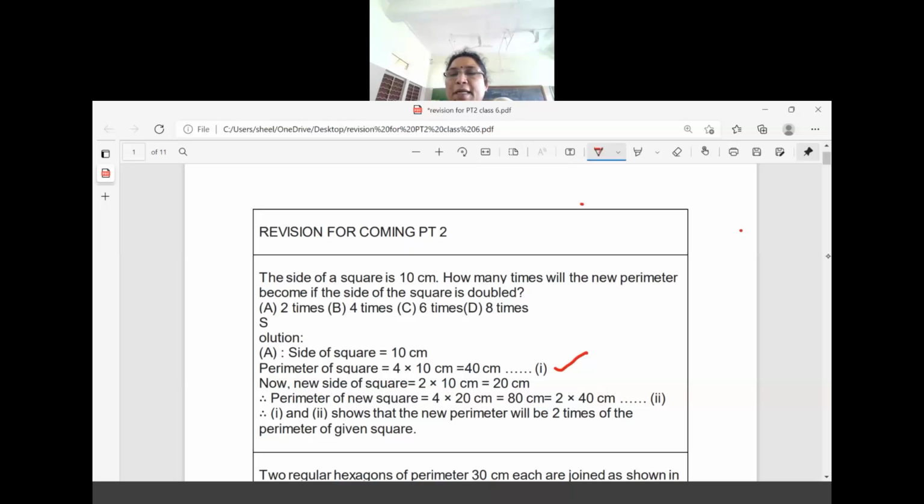Now what is the new side? It is told that the side of the square is doubled. Doubled means previously it was 10, now it is 20. So what is the new perimeter? The new perimeter of the square is 4 into 20, that is equal to 80. Previously we got 40, now we are getting 80. So how many times has it increased? 2 times. The options given are 2 times, 4 times, 6 times and 8 times. So the correct option is which one? 4 times. Sorry, it is 2 times only.